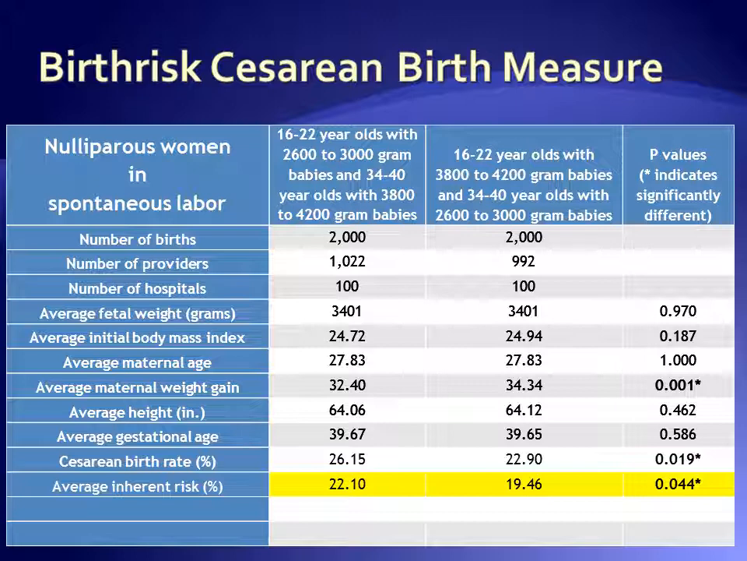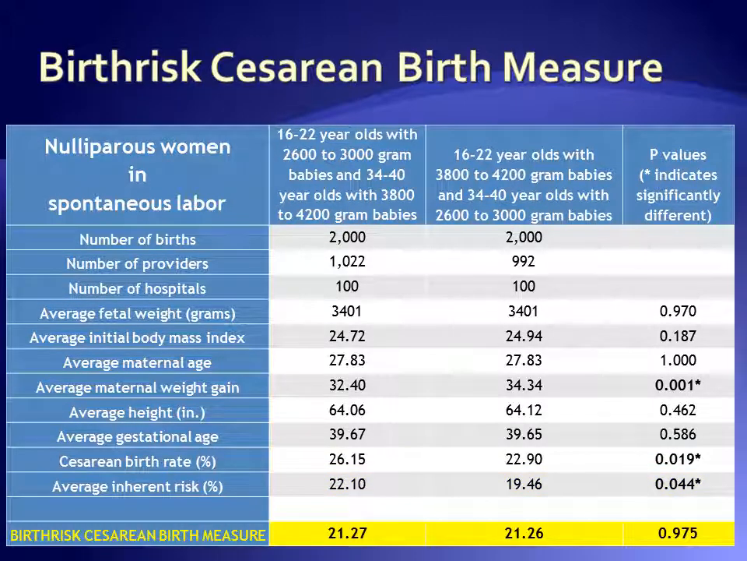If the inherent risk of two groups being compared is different, as we have here, then only the Birthrisk Cesarean Birth Measure has the ability to determine if the labor management strategy applied to the study group significantly affects the risk of cesarean birth. As you can see here, the Birthrisk Cesarean Birth Measure for each group was the same, which is what you would have expected since the two groups did not have different labor management strategies. This study illustrates how the Birthrisk Cesarean Birth Measure is able to measure applied risk regardless of the cesarean birth rate or inherent risk of the patients being studied.